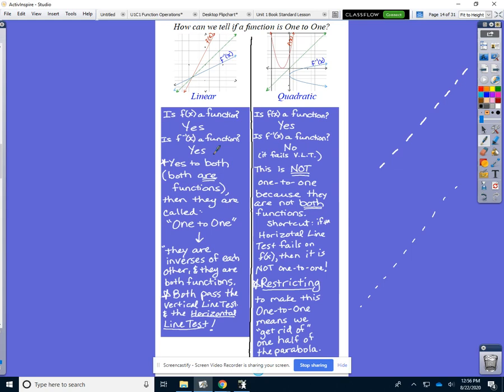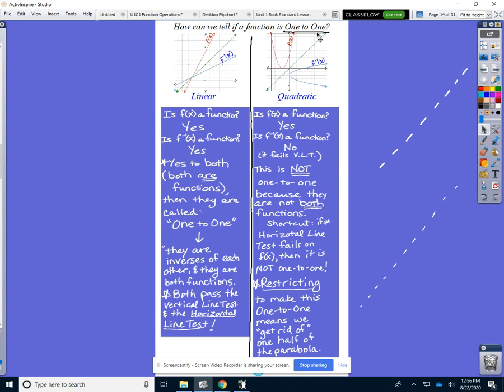So what is the definition of one-to-one? Well, it means that they are inverses of each other and they are both functions. Well, if that's the case, one-to-one means the original is a function and the inverse is a function. And that ultimately means that they both pass the vertical line test. And then I wrote under that, and they'll pass the horizontal line test. Well, what do you think the horizontal line test would be?